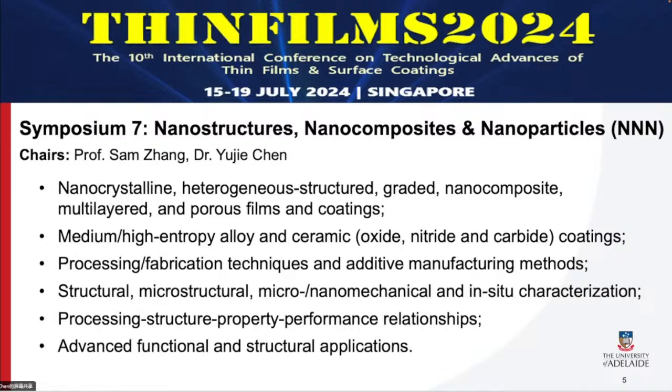When I say nanostructured thin films and coatings, it includes a lot, like nanocrystalline, heterogeneous structured, gradient, and also nanocomposite, multilayered, as well as porous films and coatings. If you are working on medium or high-entropy alloy coatings, including ceramic coatings, you can also submit an abstract to this symposium. As you can see, we cover the processing and characterization, the processing-structure-property-performance relationships, as well as the applications.